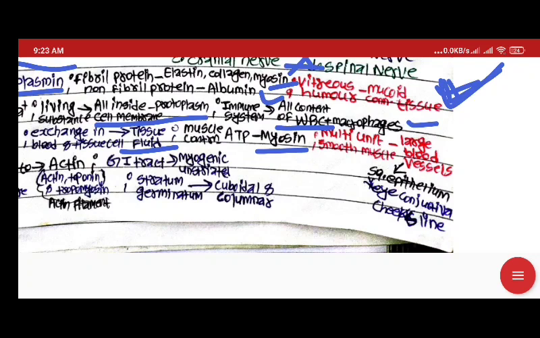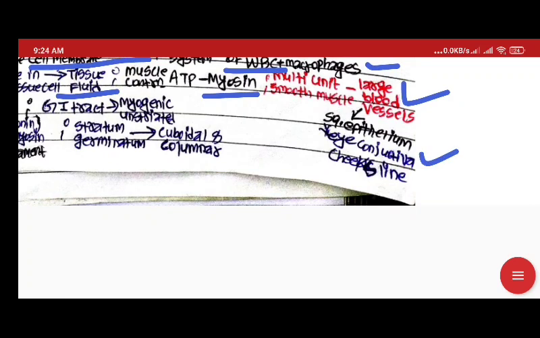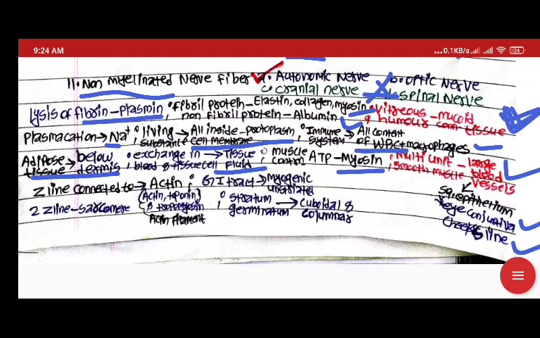Multi-unit smooth muscles. Multi-unit smooth muscle is from large blood vessels, and large blood vessels also come under simple squamous epithelium, and that squamous epithelium also contains the eye conjunctiva layer. Endothelium means the blood vessel inner layer, and cheek lining also. This should also be asked.